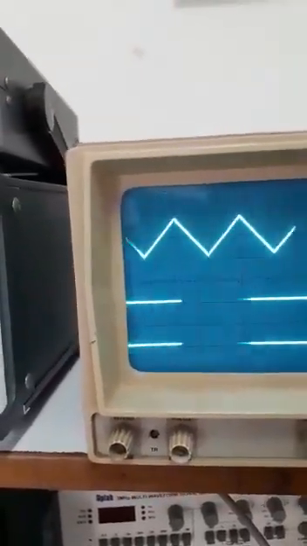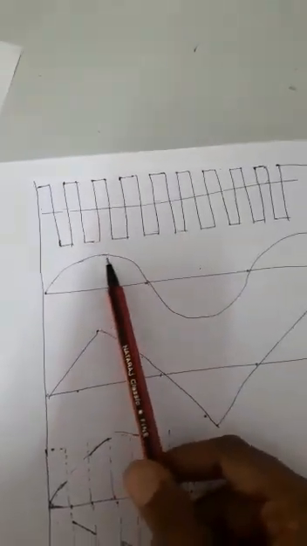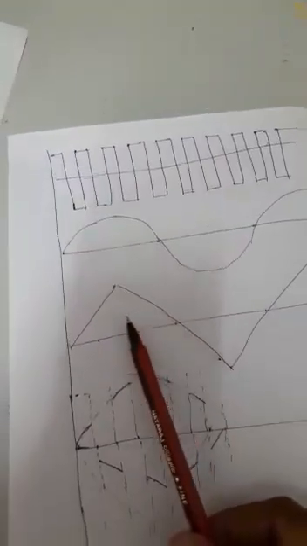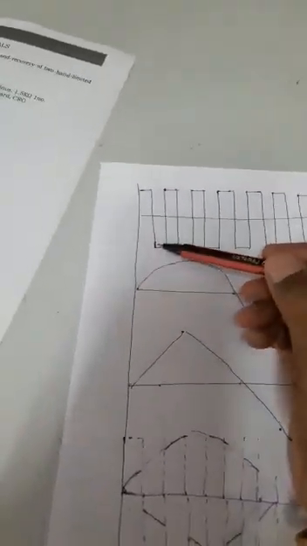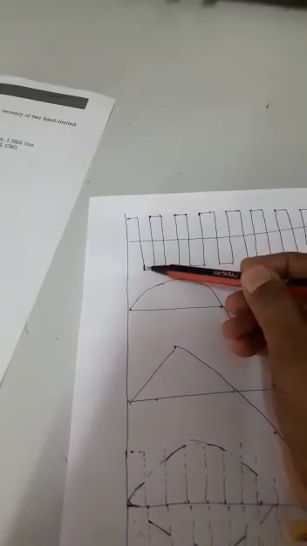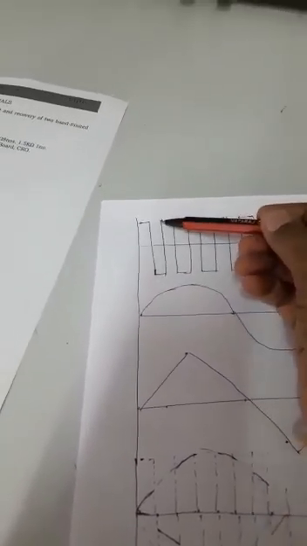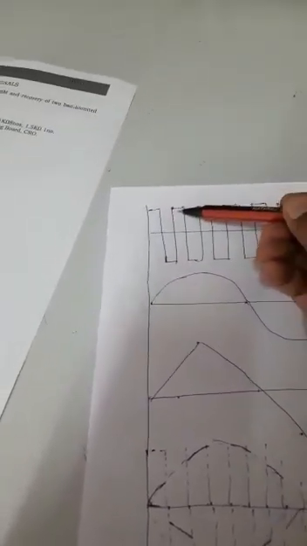Let me adjust this. Okay, so now how will the multiplexed output be? Let me show it here. So now this is going to be the carrier wave, and this is going to be message 1 and this is going to be message 0. Whenever the pulse is negative, message 0 will be selected, and whenever it is positive, the sine wave will be selected.